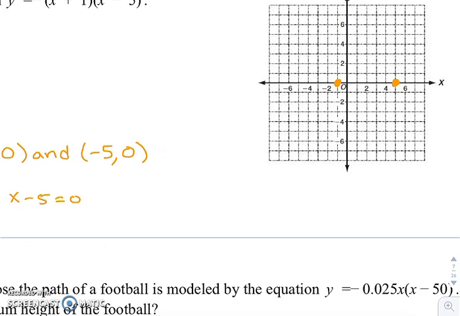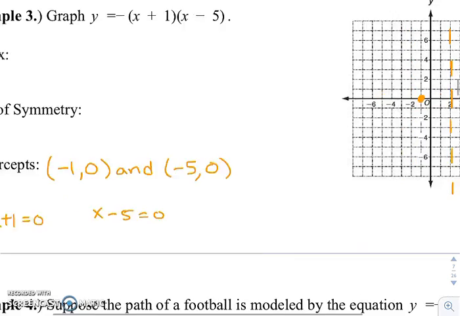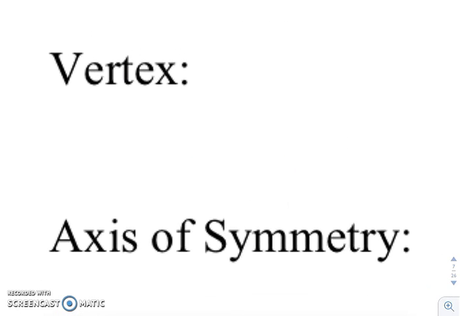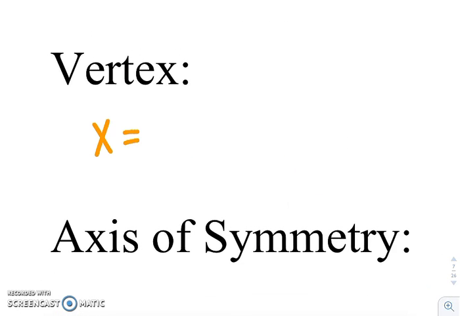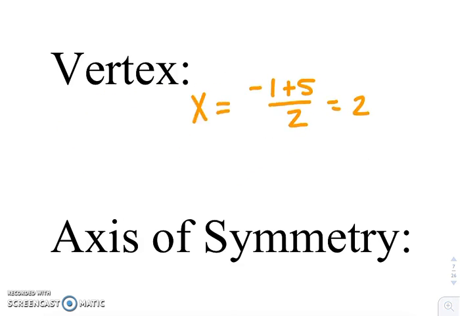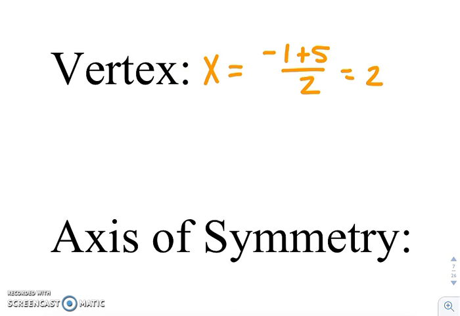Negative 1, positive 5. So this is what I mean. You could physically look at the graph and see that the middle is 2. So that is where your axis of symmetry should be. But let's also find it algebraically. If you're finding the vertex, let's find x first. So x equals negative 1 plus 5 over 2. That would be 4 over 2, which is 2. So find x first, and then find y.